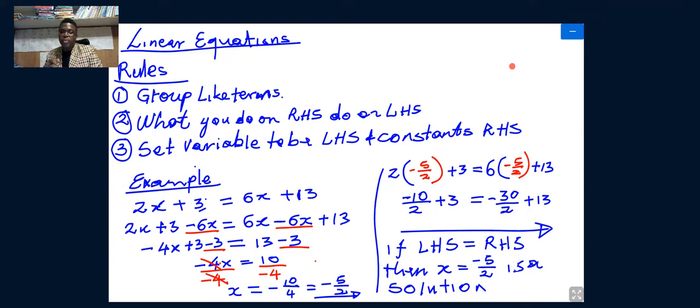We have an example, which I've done here. I have 2x plus 3 equal to 6x plus 13. The first thing that I want to achieve is to group the like terms together. I've got 2x on the left hand side and 6x on the right hand side.